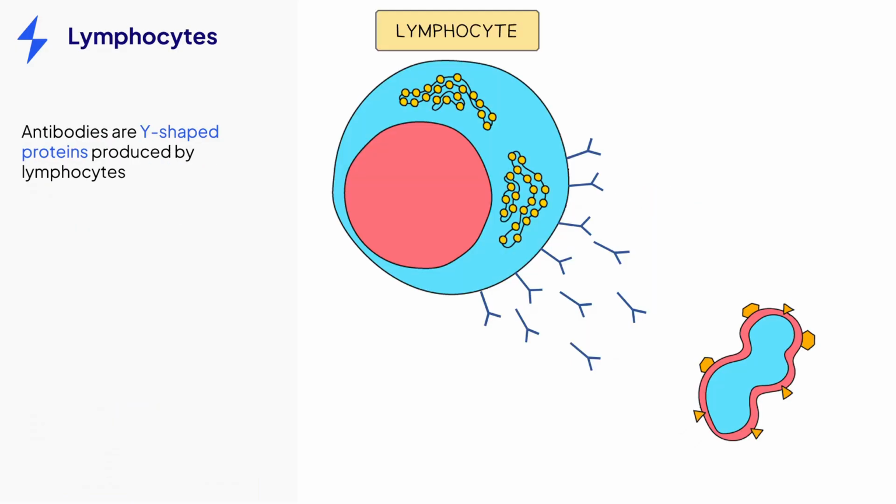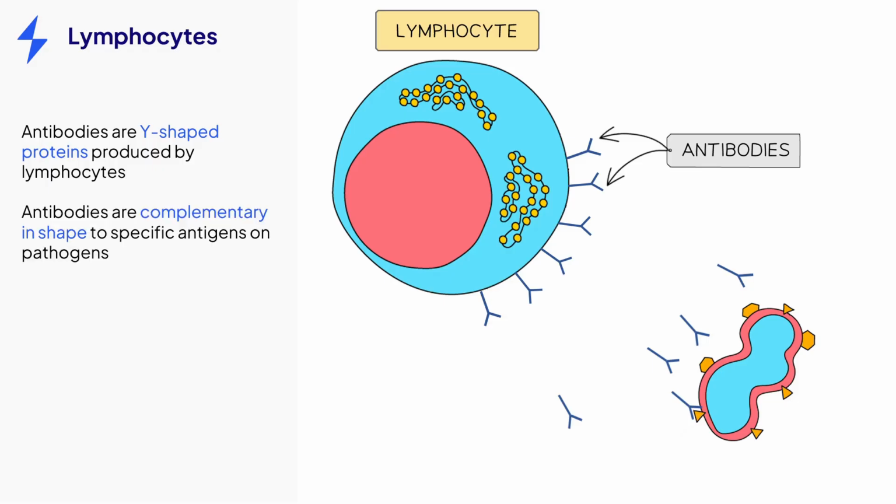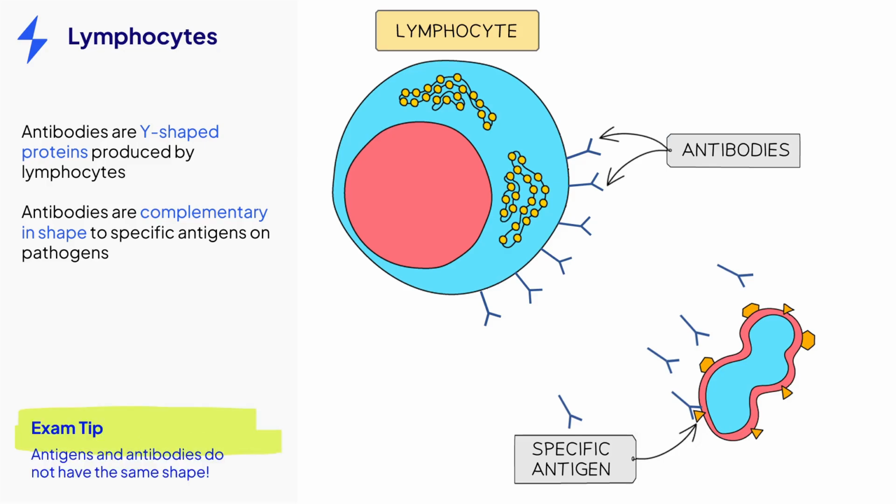Other white blood cells, known as lymphocytes, will produce Y-shaped proteins called antibodies, which will bind to antigens. Antibodies have a shape that is complementary to specific antigens on the surface of the pathogen. Remember that complementary does not mean they have the same shape. Their shape fits together like puzzle pieces. Since different antibodies are produced for each specific type of antigen, this is known as a specific immune response.